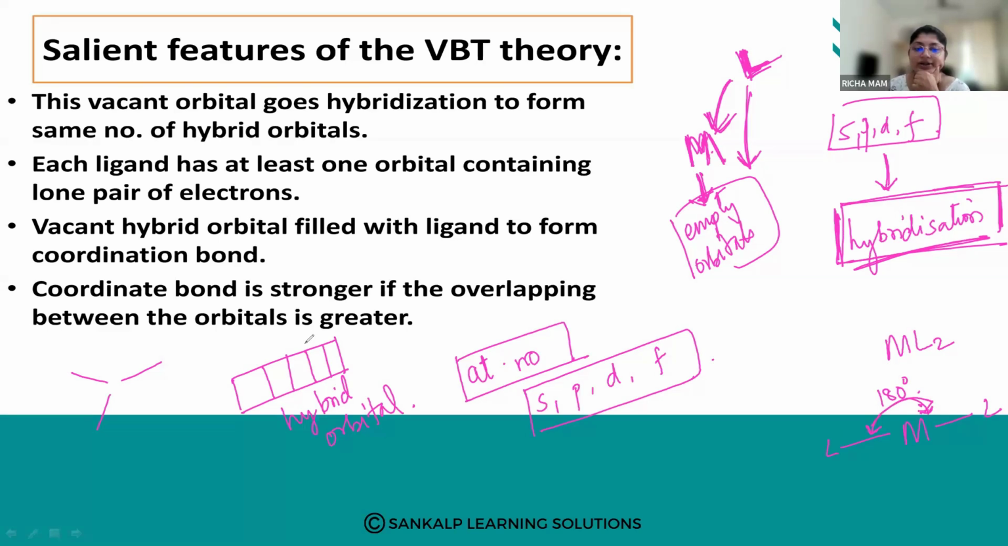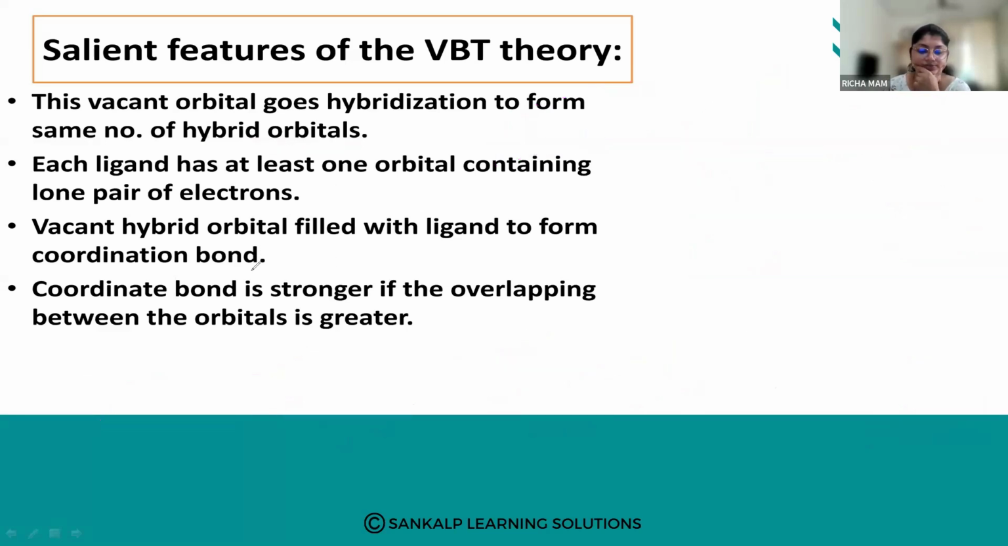So what are the different geometries or arrangements? It can have a tetrahedral arrangement, a square planar arrangement, or an octahedral arrangement. Arrangements like this are possible. Depending upon the vacant orbitals, they will form a number of hybrid orbitals, and these hybrid orbitals will have proper orientation and give you different geometrical arrangements.